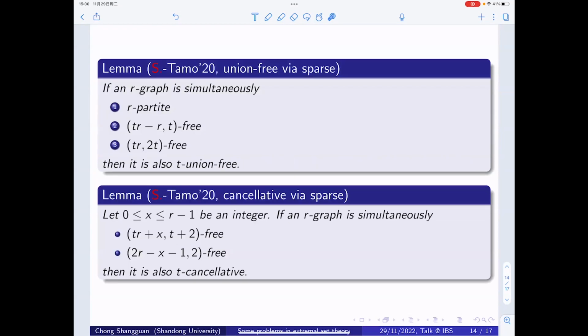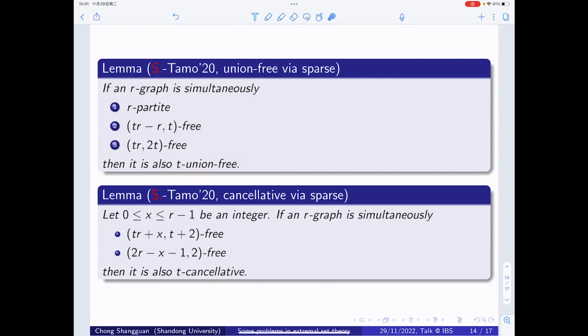So we basically found connections between VE-free graphs and the union-free and the cancellative hypergraphs. So we have 2 results. So the first result says that if an r-graph is simultaneously r-partite and (tr-r+1, t)-free, namely the union of any t edges contains at least tr-r+1 vertices, and also (tr, 2t)-free, then it is also t-union-free.